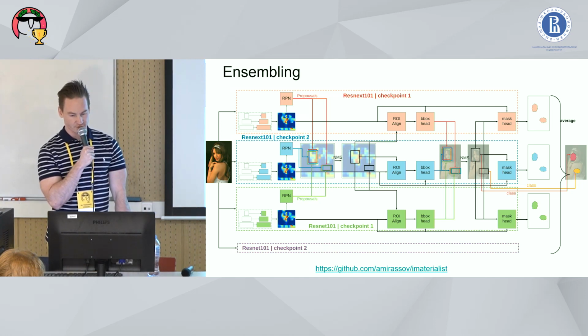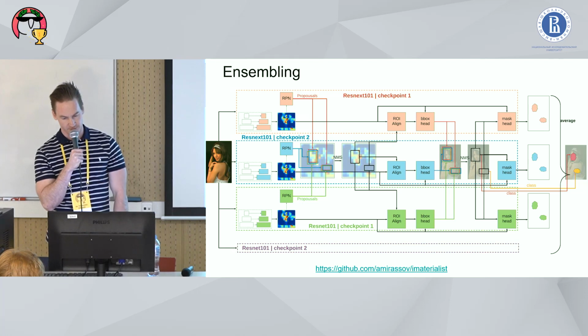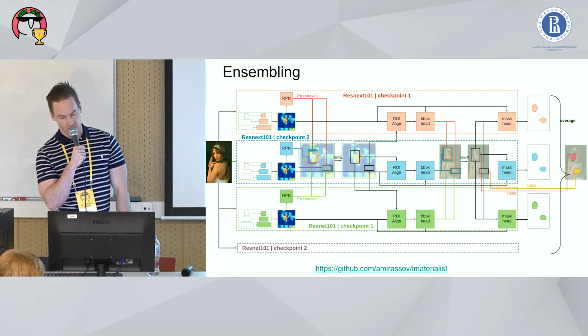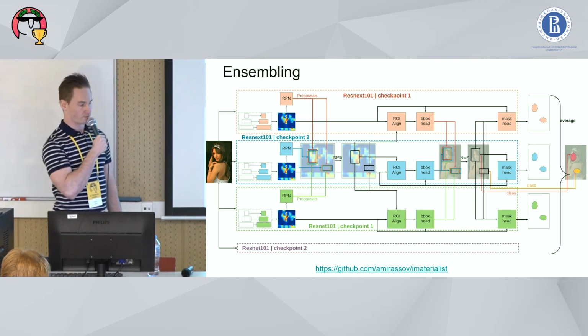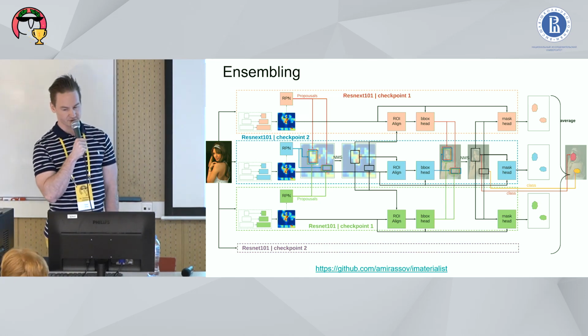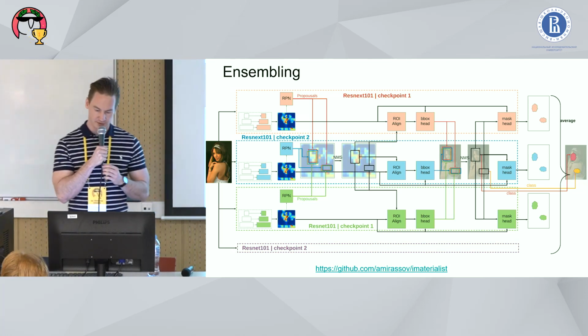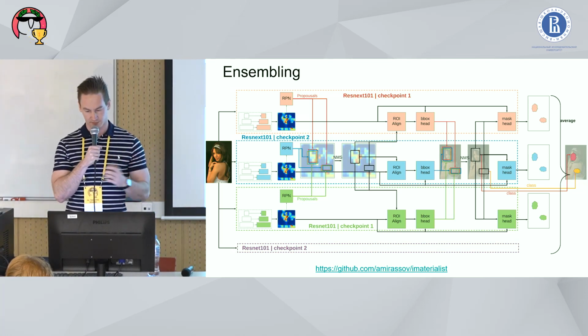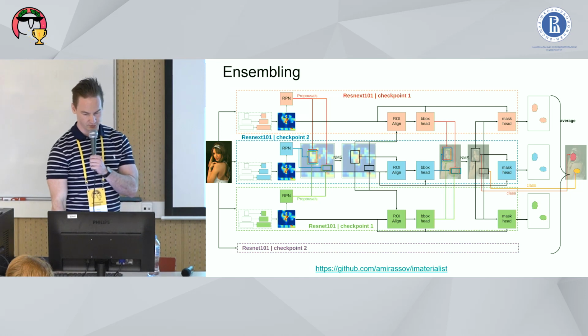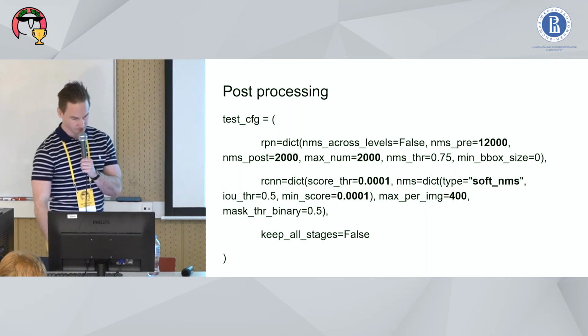Then you use this ensembled set of proposals to make feature pooling from every checkpoint. Once again, you make predictions of the bounding boxes using several heads from every checkpoint. Once again, repeat NMS, and also make a final mask prediction using the mask head of every checkpoint. For more details, please visit the GitHub. It has the code of this technique.